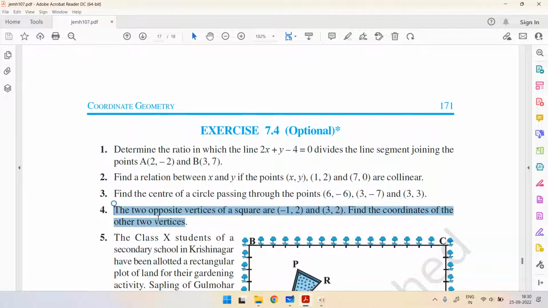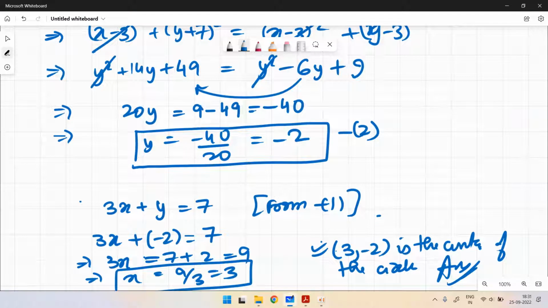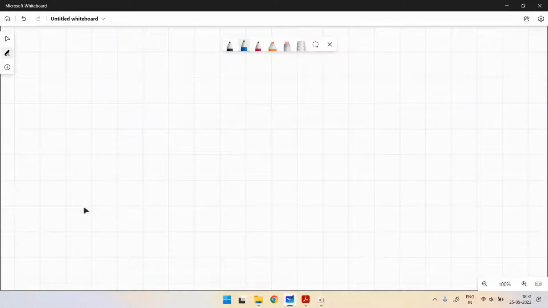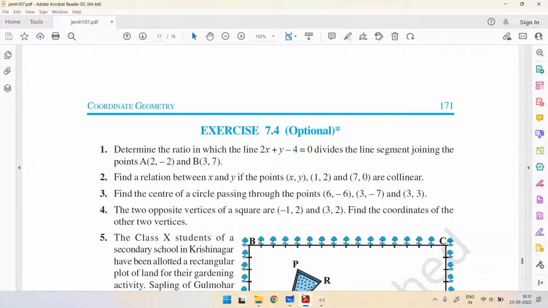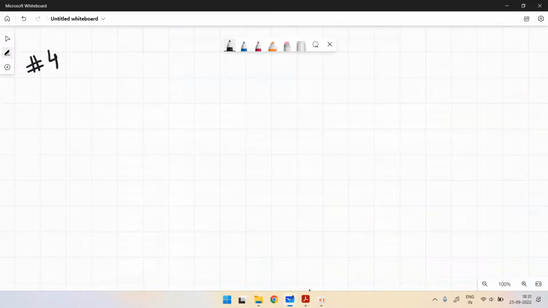Now next is: two opposite vertices of a square are given. Find the coordinates of the other two vertices. It is simple, but you need to understand a few terms in this question indirectly. You need to understand what you are given. It is saying the opposite vertex, not adjacent, is minus 1 comma 2.